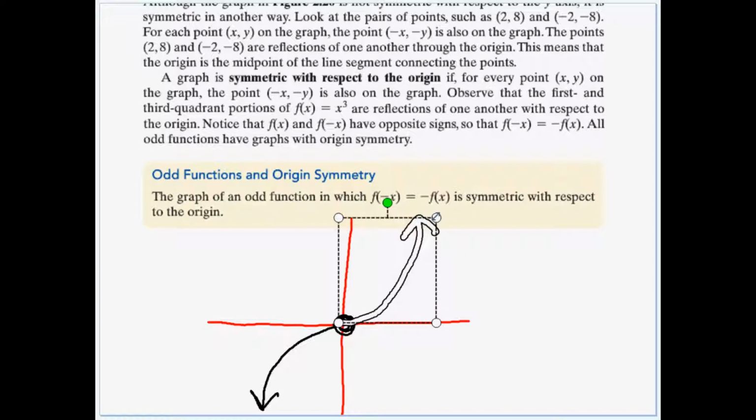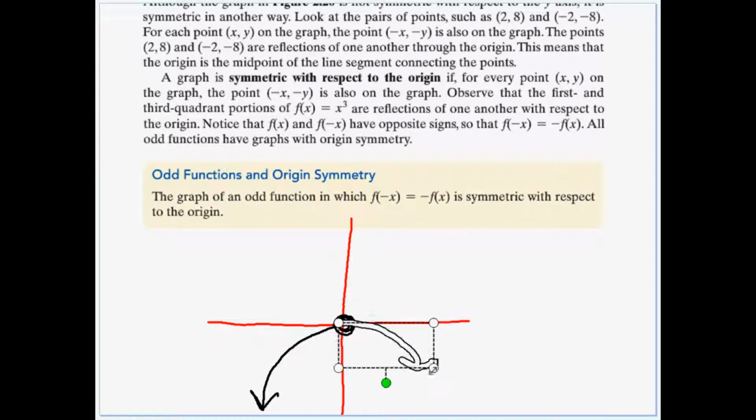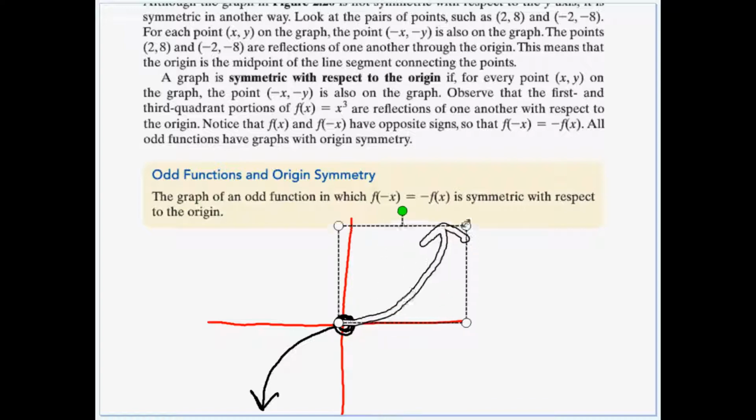Or I could do it in reverse order. I could do it over the x-axis first and be down here, and then flip it over the y-axis and land right back on top of it. So being symmetric to the origin is also kind of like being symmetric to both axes at the same time.